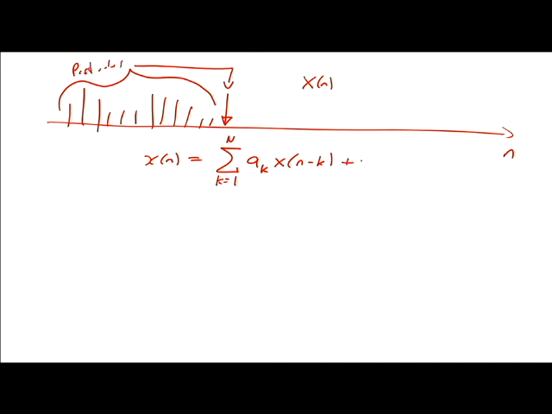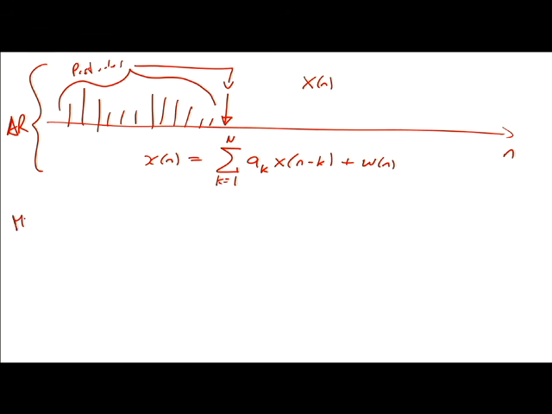And also perhaps the current value of the noise. So we call this autoregressive, or AR. What I'm doing is looking at past values of the output to give me some insight on what the current value of the output should be equal to.